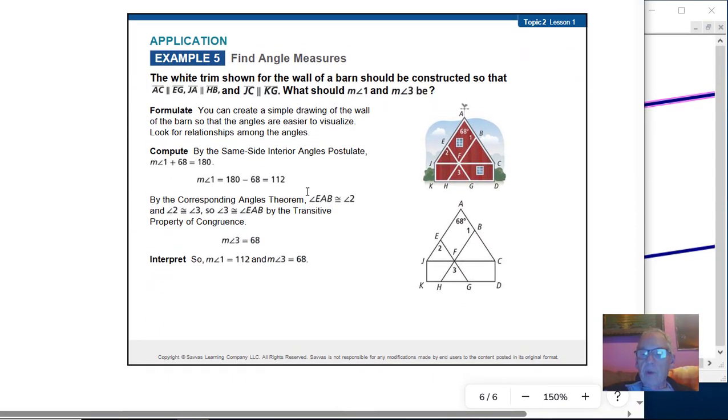Okay, example 5, we want to find these angle measures. Let's see. So here's a barn, and we want to look for the relationships among these angles. Let's see what we have here. So AC is parallel, we want AC, which is this side here, to be parallel to EG.